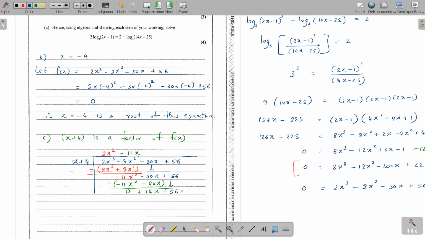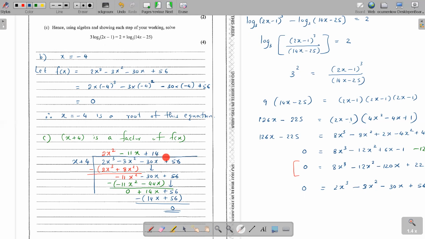So next step, divide 14x by x. That gives you plus 14. 14 times x is 14x, and 14 times 4 should be 56, right? 14 times 4 is 56. When you subtract here, this is going to be fully 0. So you can see it's a perfect division. If it's a factor, obviously you expect the remainder to be 0. It should do a perfect division here.